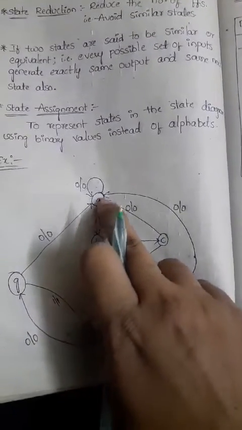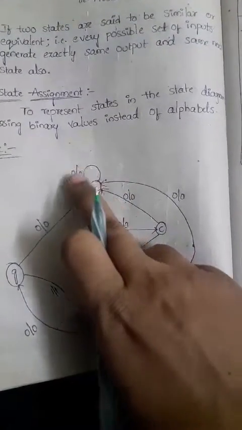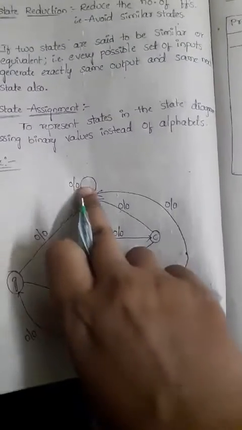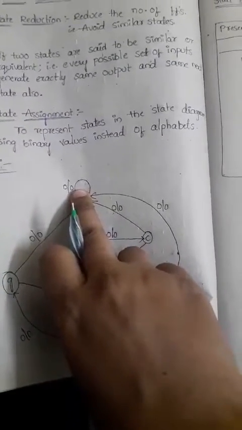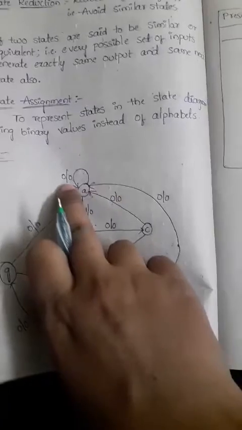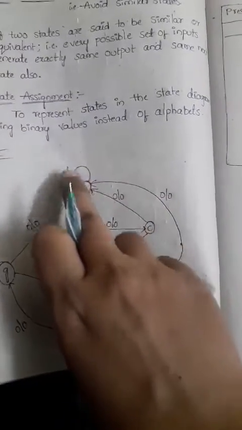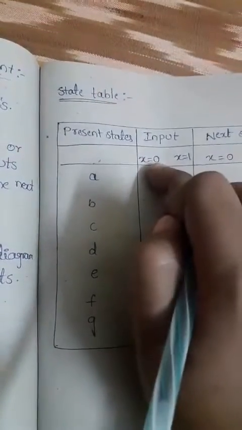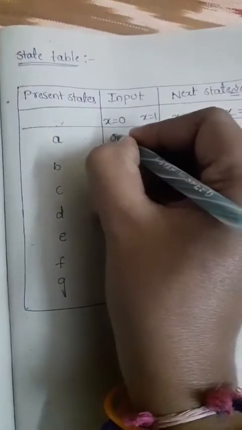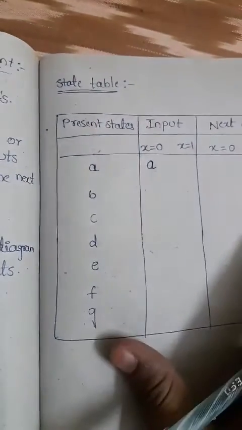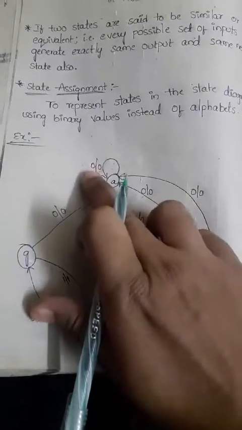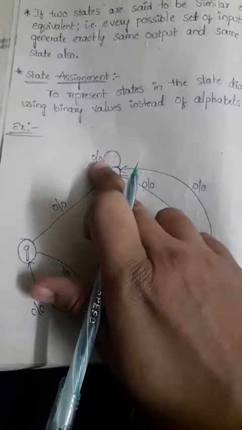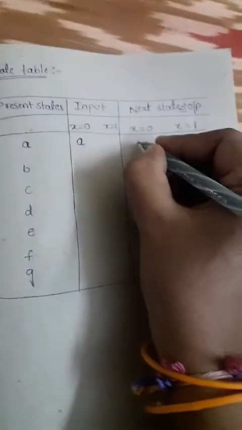So A will have itself as the first transition, that is, input value 0 and output value 0. That means whenever the x value is 0, the transition is to itself only. So if the input is 0, we get the state as A again, and the output is 0. So you mention the output here.